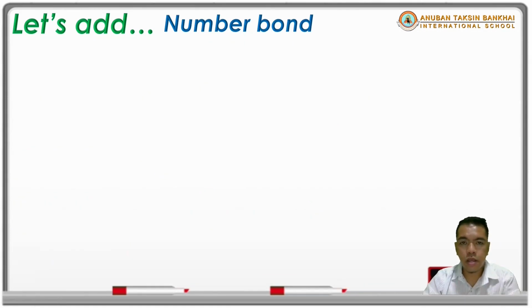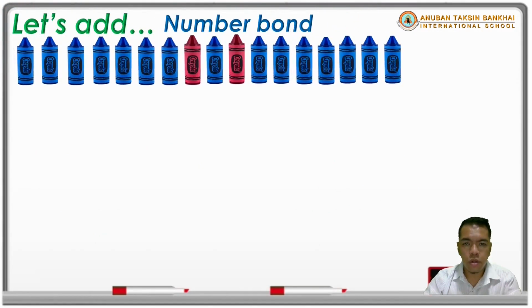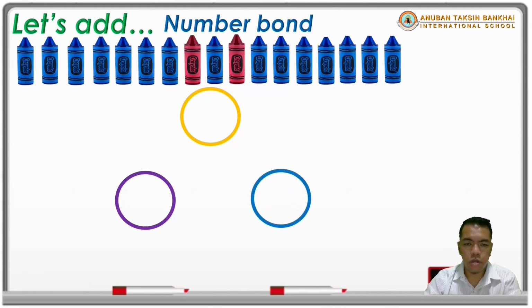Let's add using number bond method. Our given here is whole, or total numbers of crayons. We can find the two parts using number bond method. But first, let's write our number bond. We have whole and two parts connected by two lines. Let's write our whole. Our whole is 17. Then we have two parts. We have two colors. We have red and blue.